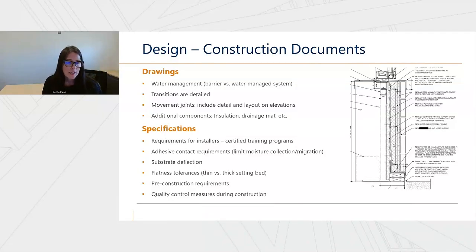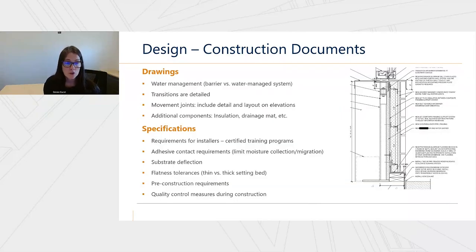So digging a little bit deeper into construction documents, some things we should consider to include in our drawings and specifications. And this list is not exhaustive by any means, but it's some of the highlights that we wanted to highlight. So water management, thinking about, are we going to have a barrier system, or is it going to be more of a water managed type system? Transition details, making sure we have base of wall flashings properly detailed. We have continuity of the air-water barrier, particularly where maybe we interface with adjacent systems.